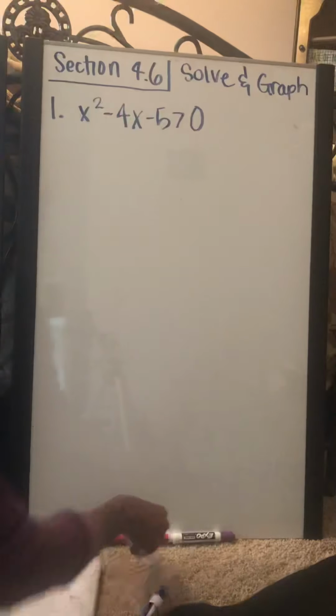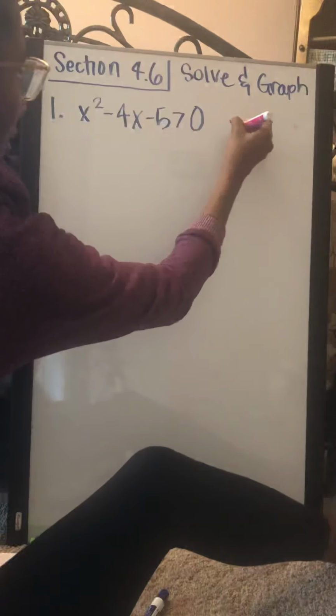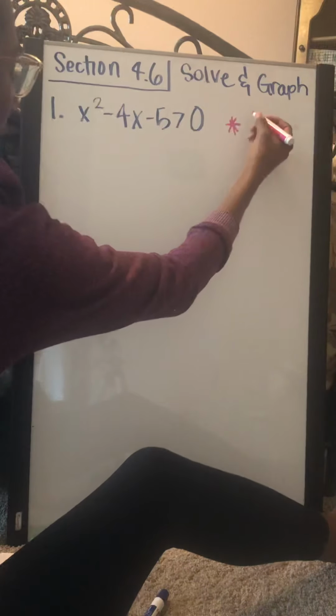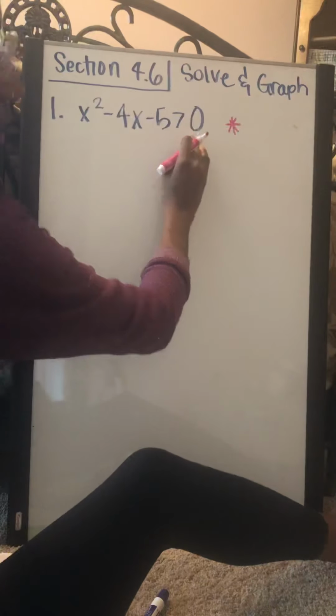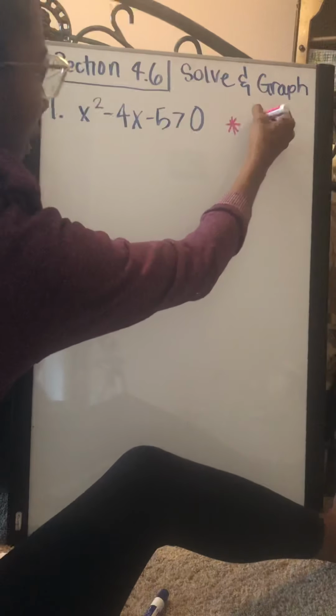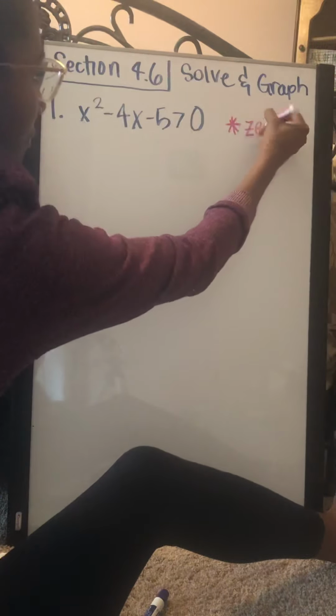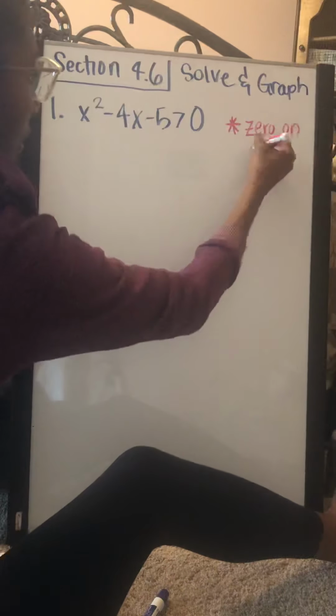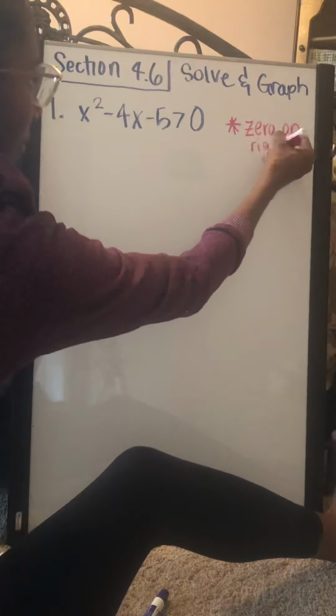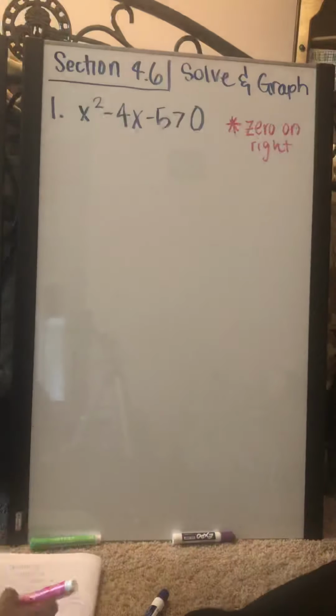The first thing that you want to make sure when you're working with these inequalities is that there is a 0 on one side, okay? So we need 0 on the right side, okay? Preferably the right hand side, okay? So that's step number 1.